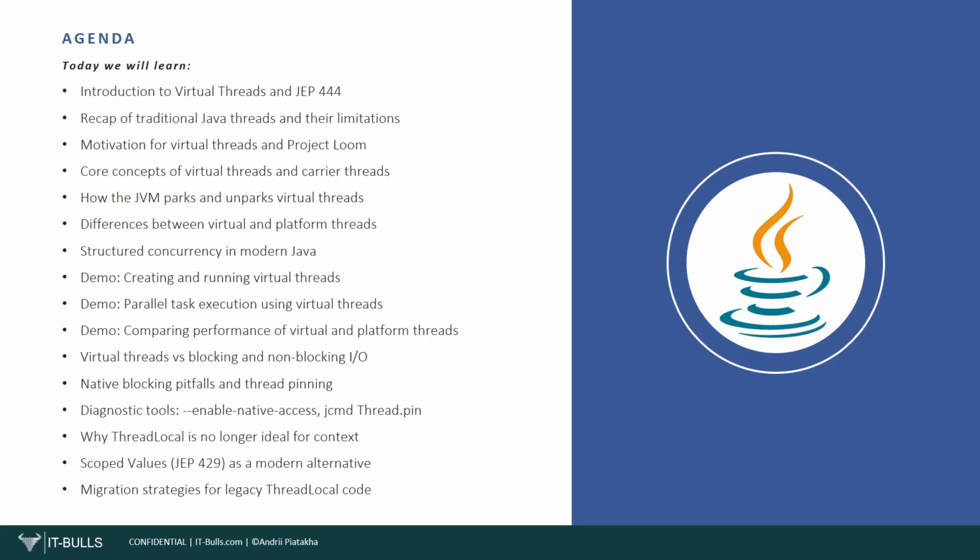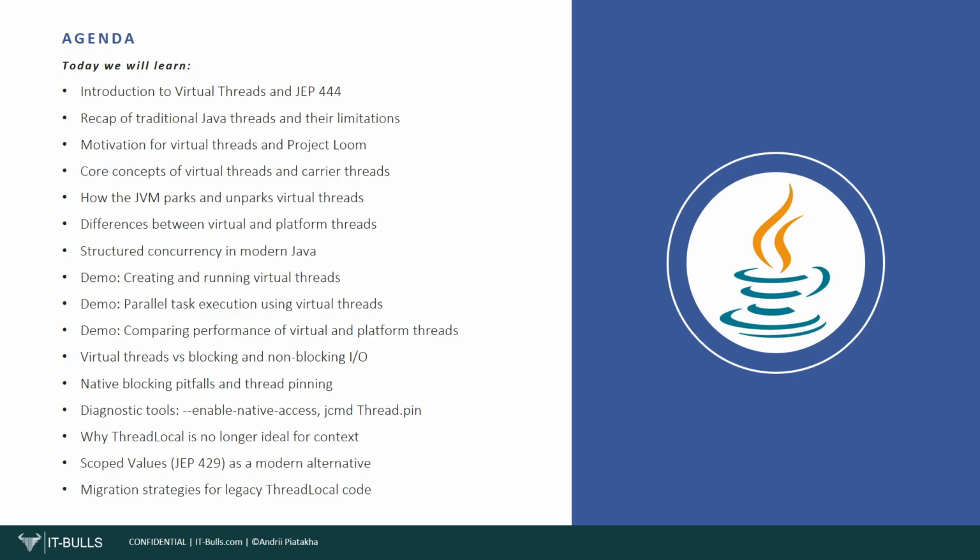First, I'll show you how to create and run virtual threads using both the low-level and preferred APIs. We'll try running parallel tasks with virtual threads, and then compare that directly to using traditional platform threads. You'll see the performance difference with your own eyes. After that, I'll explain how virtual threads handle blocking and non-blocking input-output operations, and what you need to watch out for when dealing with native blocking calls.